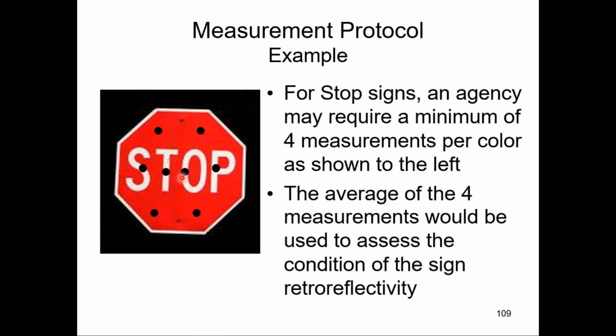And then for the white on the word stop, notice they take readings for the 4 different letters here, and the location is shown. Again, you take the average of the retro value and report that. And that 4 is my suggestion. FHWA or the manual doesn't specify anything, but personally I would say at least 4. If you want to use more, that would be fine, but probably a minimum of 4 measurements per color.